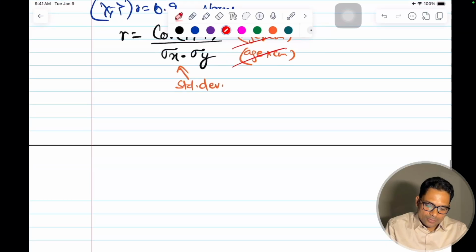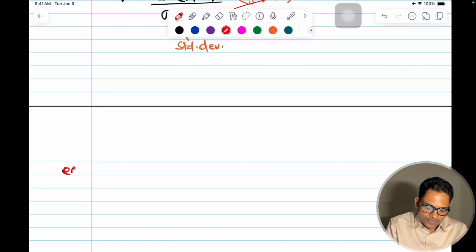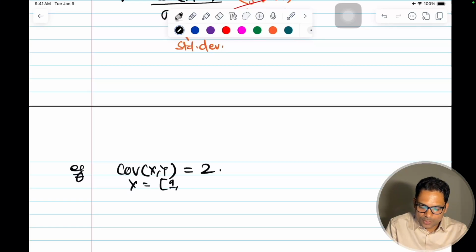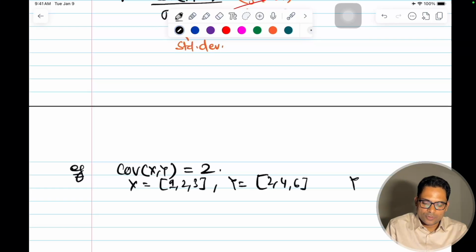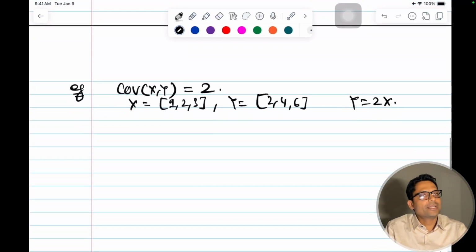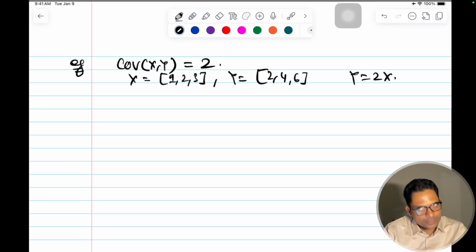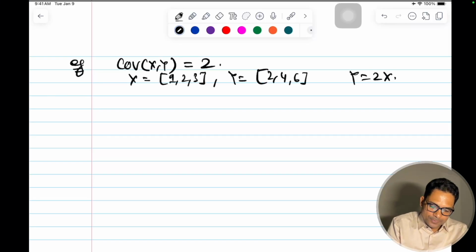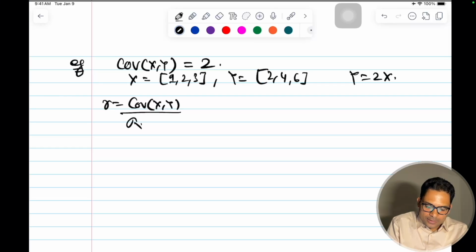So for example, let's solve the example that we have. We had covariance of x comma y equal to 2, where x was equal to 1 comma 2 comma 3 and y was equal to 2 comma 4 comma 6. Okay, y is equal to 2x, strongly correlated. Let's compute quickly the Pearson correlation coefficient of this. So r will be equal to covariance of xy divided by sigma x into sigma y. So covariance xy we have calculated as 2.